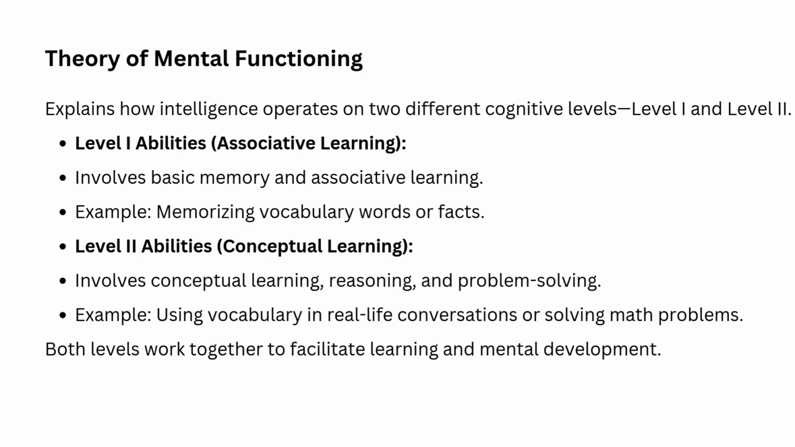Think of this like storing information in a filing cabinet. When you memorize historical dates, multiplication tables, or phone numbers, you are primarily using Level 1 abilities. This level doesn't require much thinking beyond remembering the information and repeating it when needed. For example, imagine that you're learning a new language and memorizing vocabulary words.